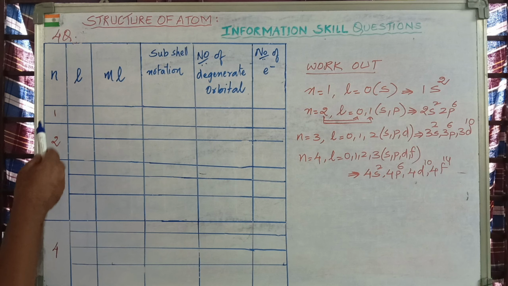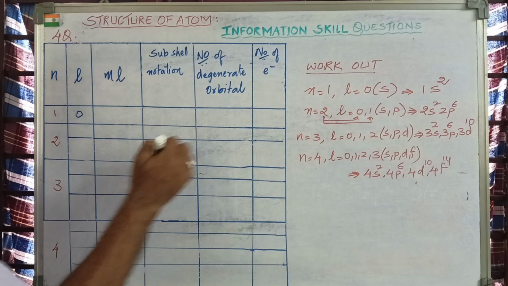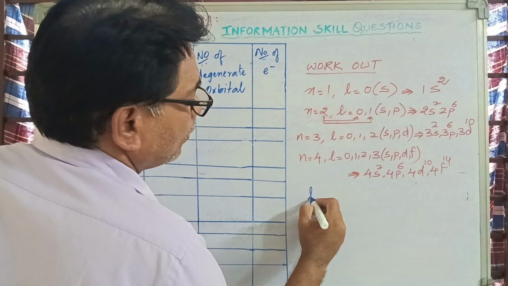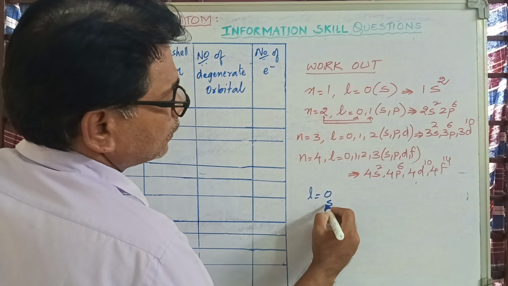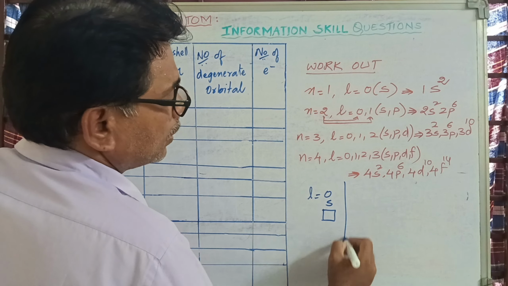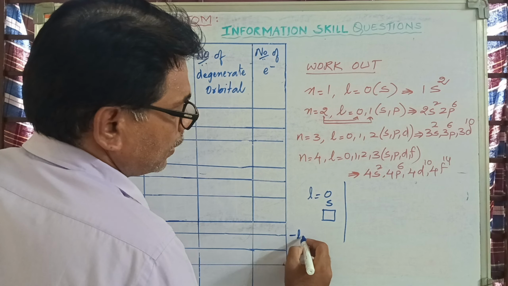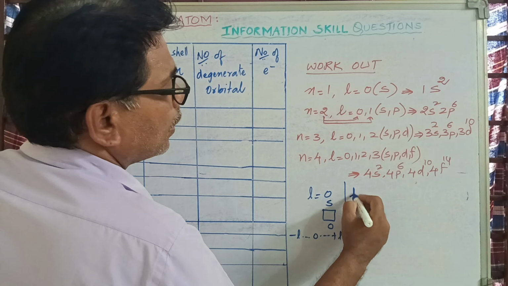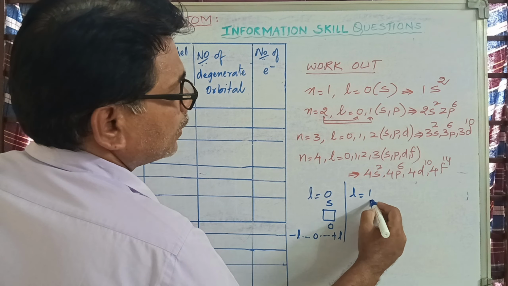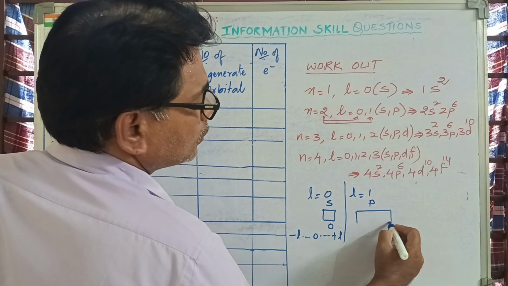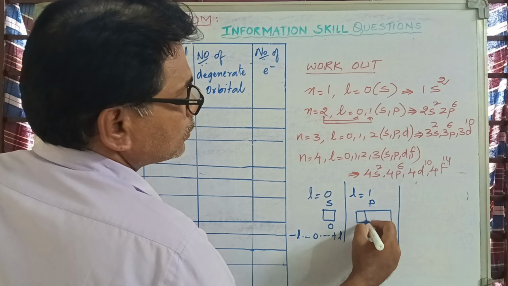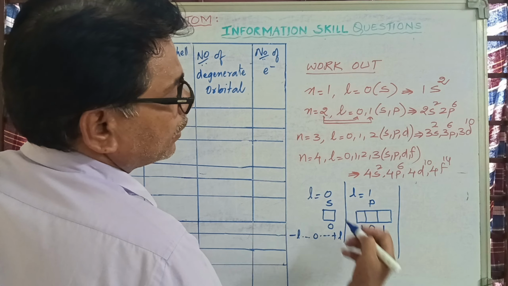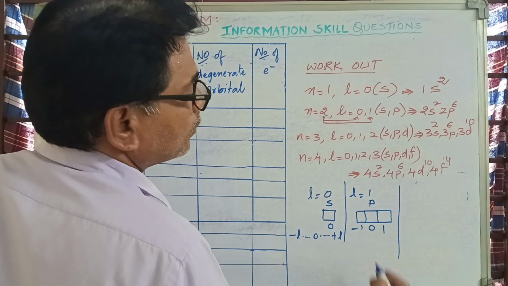Now, n is equal to 1, so l is equal to 0. And the ml values, I told you, remember? l is equal to 0 means s, you have only one box. So the ml value starts from minus l, 0 and plus l. So it's 0, only 1. l is equal to 1, we represent it as p. p holds how many electrons? 6. So how many boxes do you require? 3. ml value is minus 1, 0, 1, because it starts with minus l and ends with plus l.